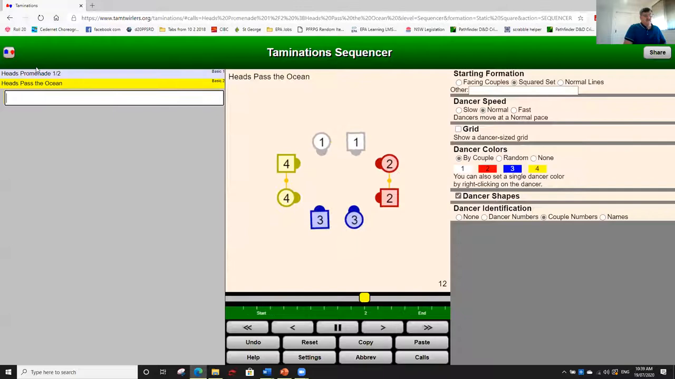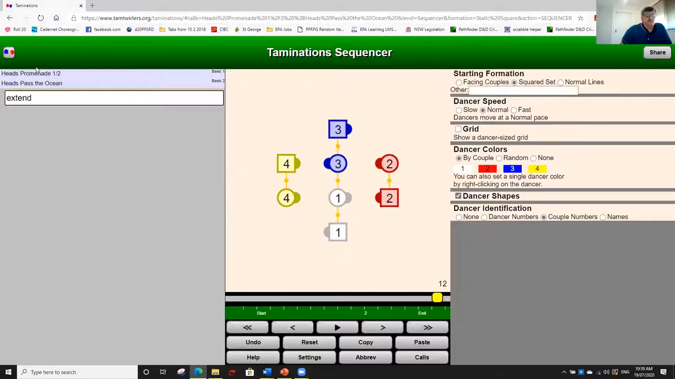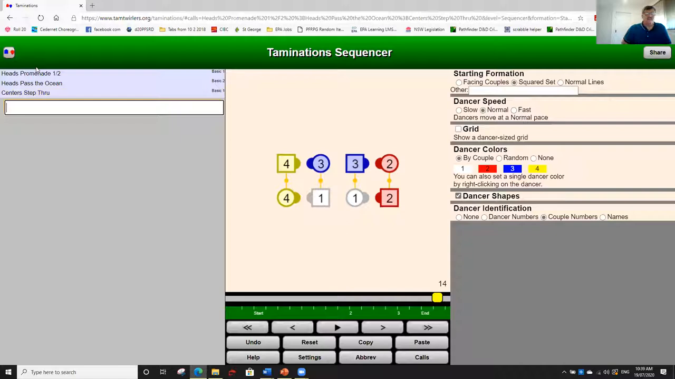Past the ocean, extend. If I want to take that right to a corner box, what could I call instead of extend? Step through. Awesome. Do one. Nope, centers. Okay, so where I have extend, I might put a star in my notes and say bracket step through.